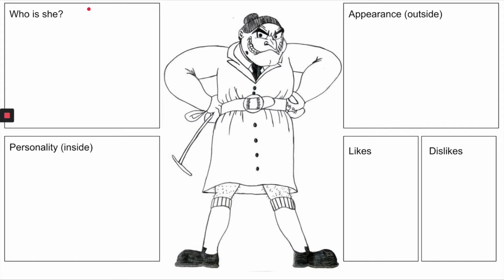You're going to have a box with the subheading, Who is she? Another box with the subheading, Appearance. And I've written outside in brackets just to remind you that appearance means what she's like on the outside. The subheading personality, and I've written inside to remind you that personality means what she's like on the inside. And then two smaller boxes for her likes and her dislikes. So right now you're going to pause the video and make your plan look similar to this. When you have finished that, hit play again and we'll carry on.